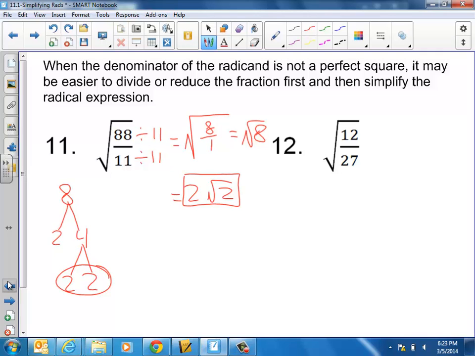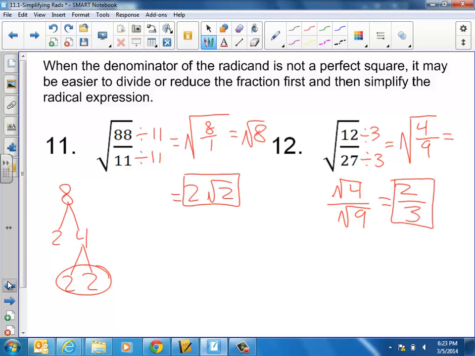Let's check out this 12 over 27. Some of you guys who are really quick might realize that both 12 and 27 are divisible by 3. So we could write this as the square root of, I'm not breaking it into 2 radicals just yet, I'm just simplifying inside the radical first, 4 over 9. Well, that's handy. That does not reduce further, but we can write that as the square root of 4 over the square root of 9. We know the square root of 4 is 2. We know the square root of 9 is 3. And there you are. Nice, easy answer just by reducing the fraction inside the radical first.